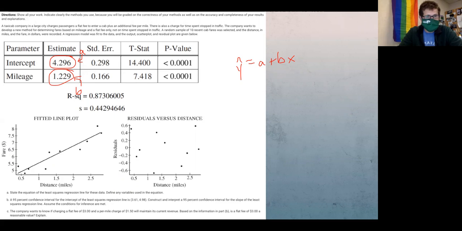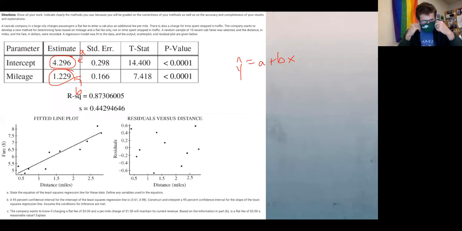The next one asks for a 95% confidence interval. Well, it already has it calculated. They calculated a 95% confidence interval for the intercept, but they want us to do the same for the slope. And this last one is where it gets a little bit challenging, perhaps. The company wants to know if charging a flat fee of $3 and a per mile charge of $1.50 will maintain its current revenue. Based on the information in part B, is a flat fee of $3 a reasonable value? Explain. So how about you give this one a try in your own time? Maybe we'll go through it on Monday. If you feel like you can do this one and you're confident with your answer, then you're good to go for the test on Monday.